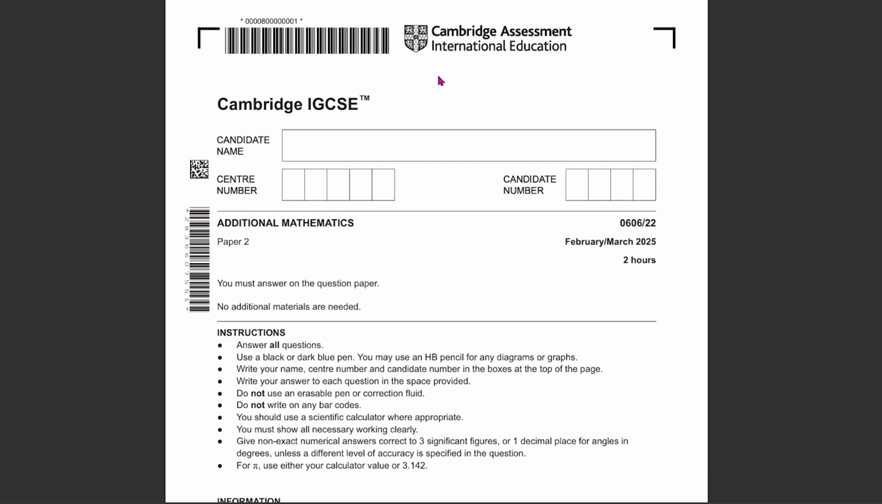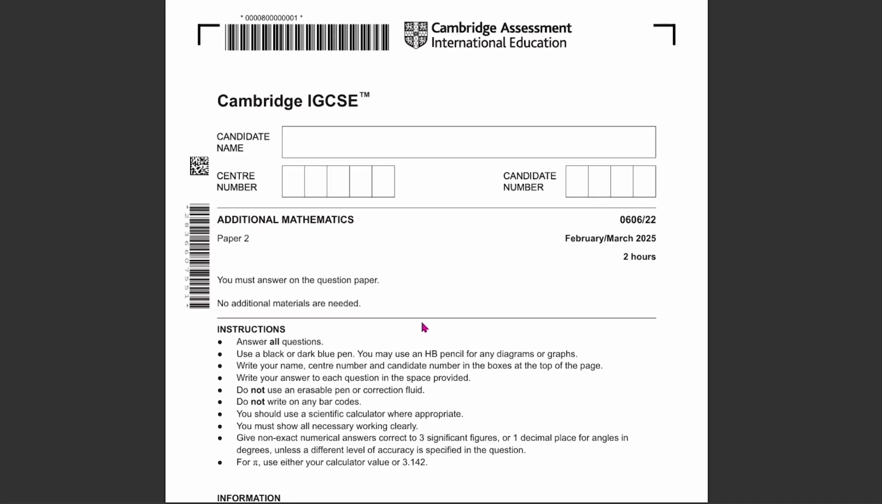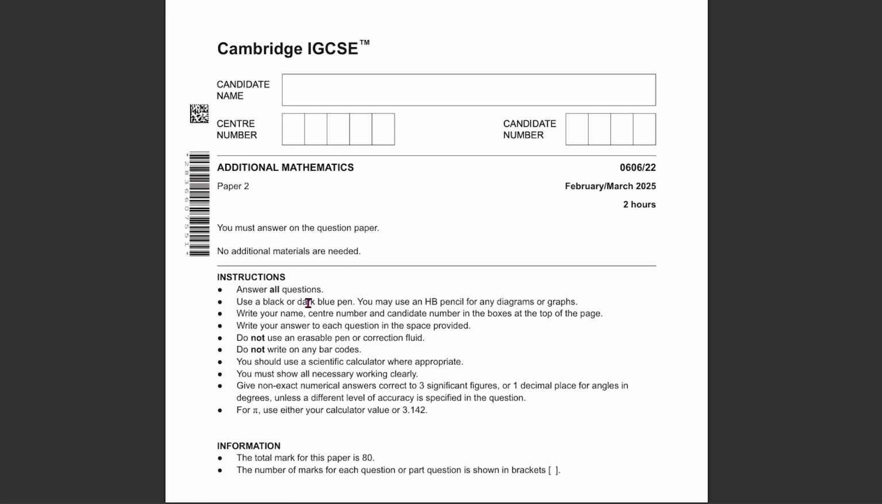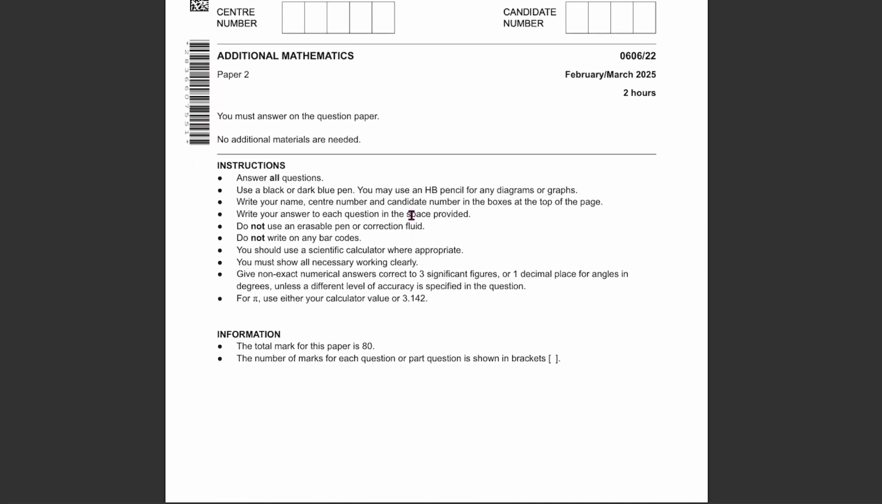I did not read the marking scheme beforehand, so maybe I can try to explain the thought process behind every question. That's the first time I'm seeing it also. Okay, so let's get into it.